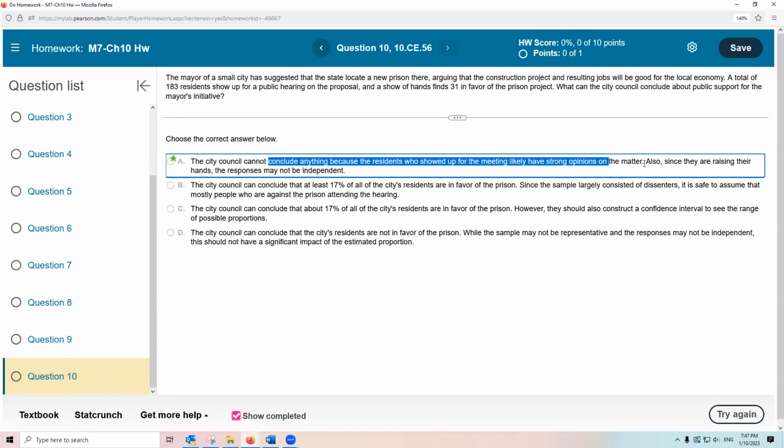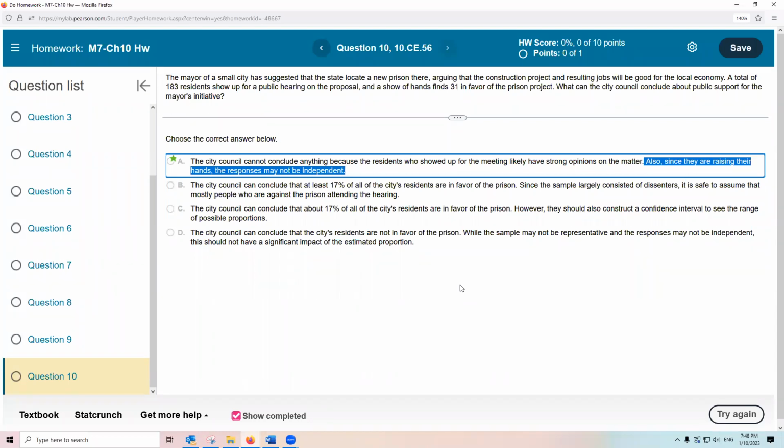The other problem with this is we're looking for independent responses. Well, when people raise their hands, the responses may not be independent, because let's say the person on my left side raises their hand and the person on my right side raises their hand, I'm more likely to raise my hand. I've been influenced by what I see other people doing. So that type of data collection is not really a good way to collect data for this kind of scenario.